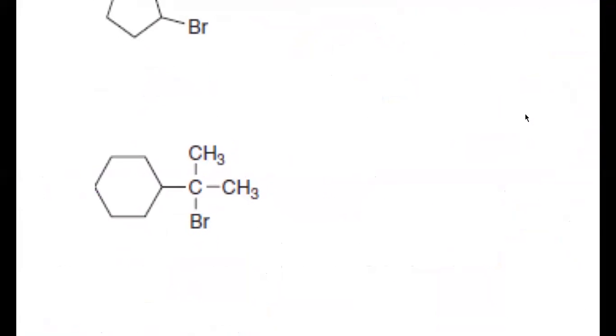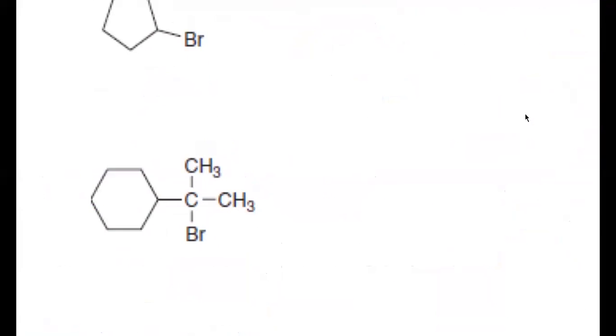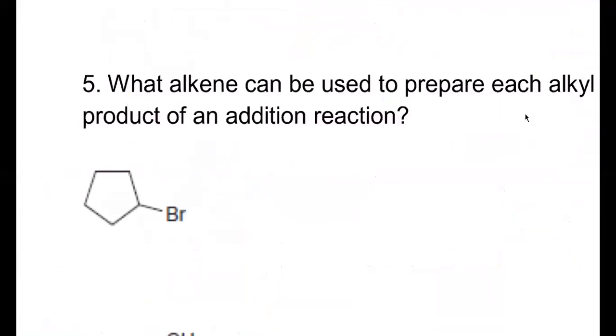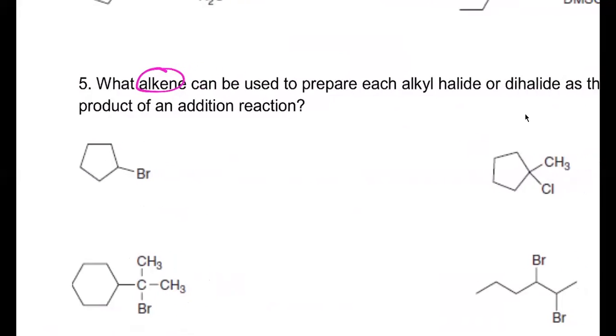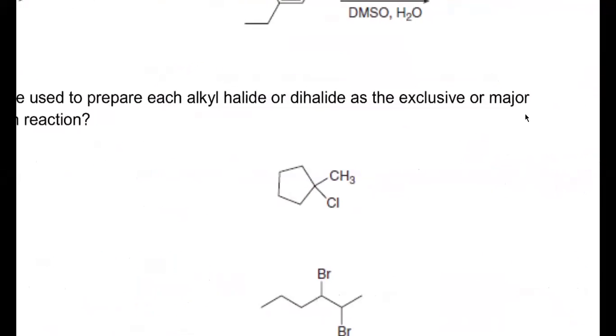All right, so the question asks, what alkene? What is that telling you? What's an alkene again? Oh, I'm retired next week. A double bond. A compound that contains a double bond. So what this is asking you, it says which alkene can be used to prepare each alkyl halide. How do I get an alkyl halide from an alkene?